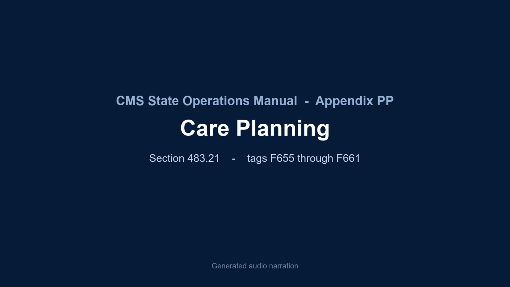Tag F659. Section 483.21(b)(3), Comprehensive Care Plans. The services provided or arranged by the facility, as outlined by the Comprehensive Care Plan, must be provided by qualified persons in accordance with each resident's written plan of care. Guidance. The facility must ensure that services provided or arranged in accordance with the resident's plan of care are delivered by individuals who have the skills, experience, and knowledge to do a particular task or activity. This includes proper licensure or certification, if required.